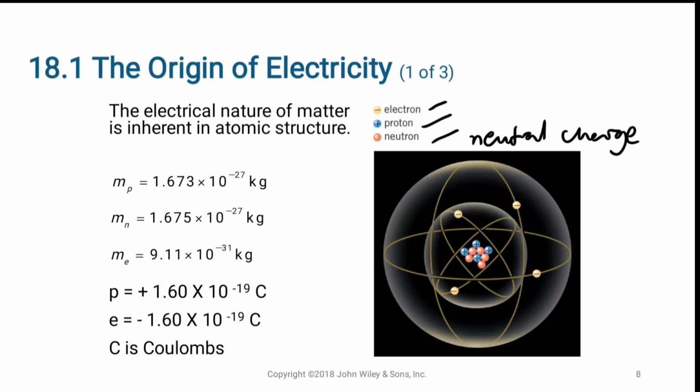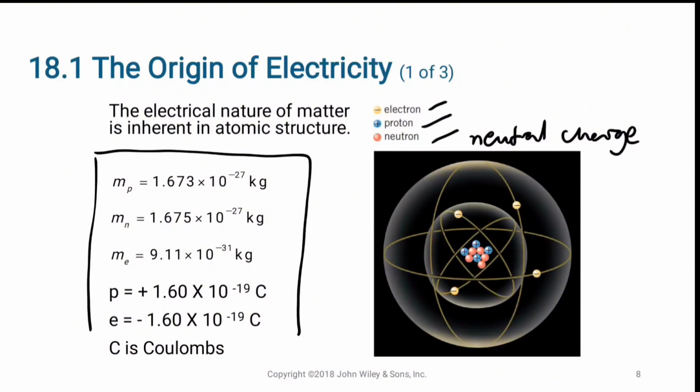Now, as electricity originates, here are the different characteristics in terms of their weight and their charges. The mass of a proton is 1.673 times 10 raised to negative 27 kilograms. The mass of a neutron is 1.675 times 10 raised to negative 27 kilograms, and the mass of an electron is equal to 9.11 times 10 raised to negative 31 kilograms.